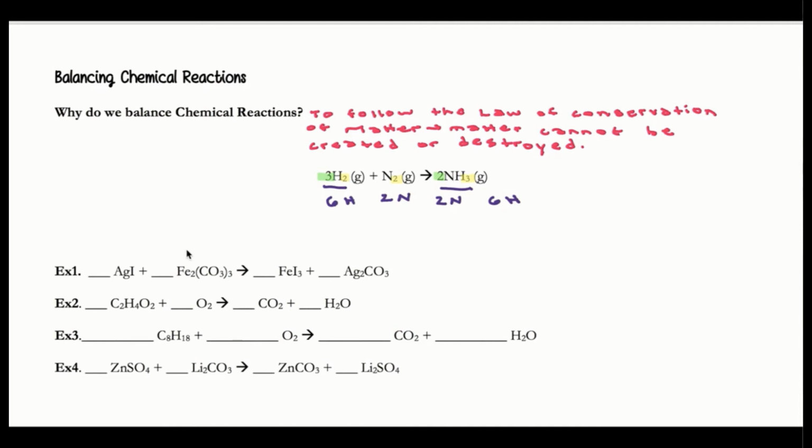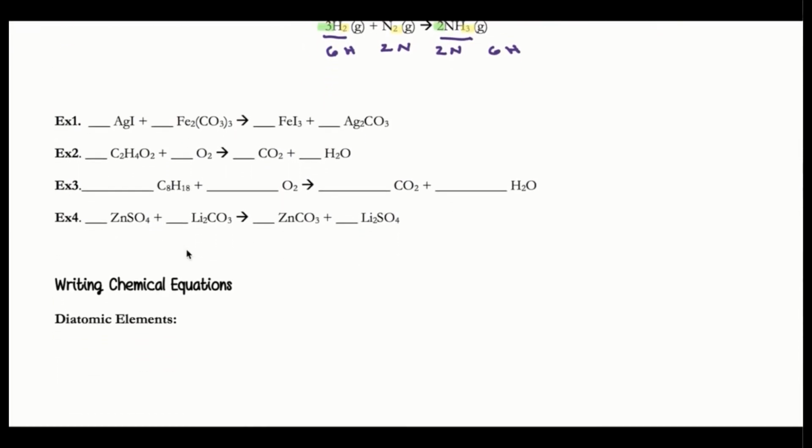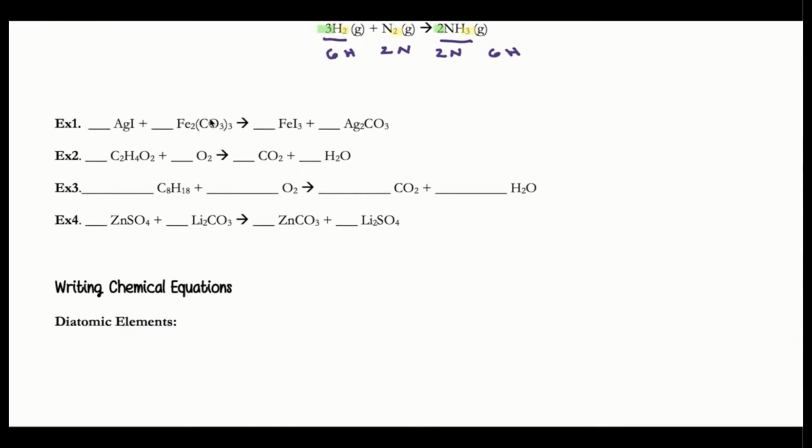For example 1, okay, I'm going to go through and explain my thought process. All right, I first look, I've got 1 silver on my reactant side. I've got 2 silver atoms on my product side. So I know I'm going to have 2 silver atoms on my reactant side, so I'm going to put a 2 here. Okay. Now, what does that mess up? Well, that messes up my iodides, because now I have 2 iodides. Okay, and I have 3 iodides on my product side. Okay, well, how the heck can I make 2 and 3 equal to each other?